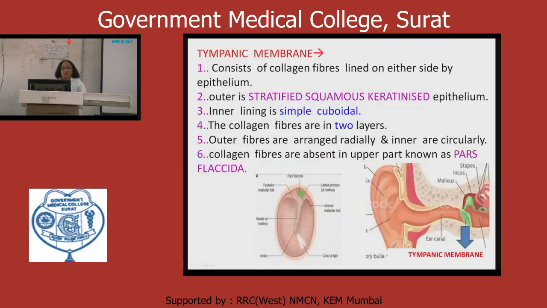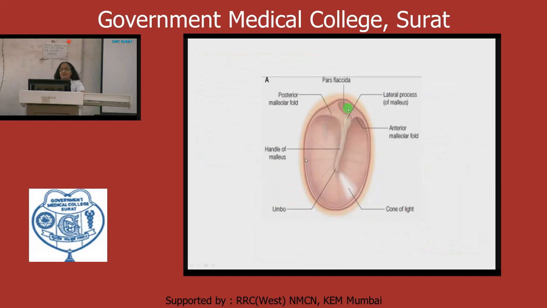Now what is pars flaccida? Pars flaccida is the area of the tympanic membrane in which the collagen fibers are absent in the upper part. The diagram shows here the green colored area indicating pars flaccida, in which the collagen fibers are absent in the upper part. You can visualize the diagram again here, the pars flaccida, where the collagen fibers are absent. That is an important viva question.